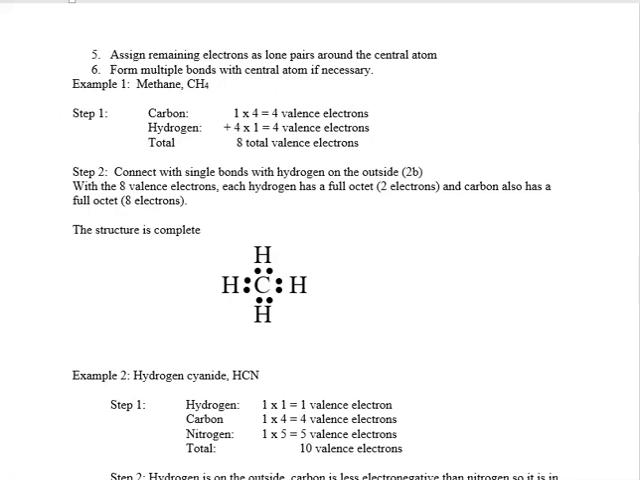Step 2, connect the single bonds with hydrogen on the outside. So with the 8 valence electrons, each hydrogen has a full octet that has 2 valence electrons, and carbon also has a full octet with 8. So therefore, that's a complete structure. You didn't have to go to any of the other steps. This was a very simple one. So everybody there has an octet, and you've used all 8 electrons. Those are the 2 things you have to satisfy, the 2 conditions. You have to use all of your valence electrons, and everybody has to have an octet.